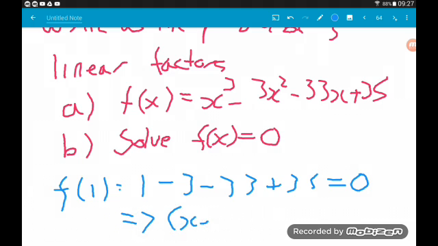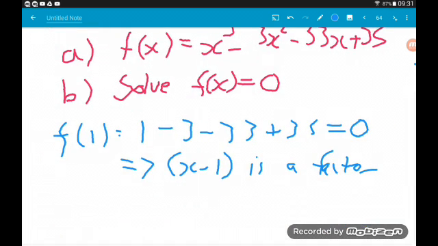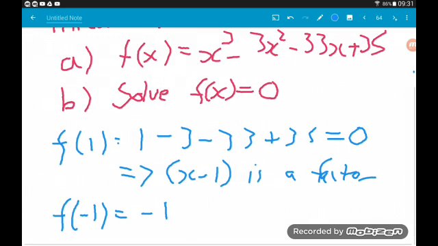X minus 1 is a factor. Good times. Okay, next up we might as well try f of minus 1, because it's good practice. So, f of minus 1 is going to be minus 1 cubed, which is minus 1. Minus 3 lots of minus 1 squared. Minus 1 squared is positive 1. Minus 3 times that is minus 3.